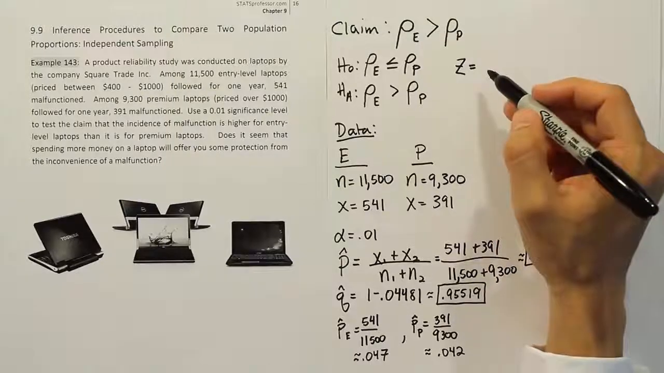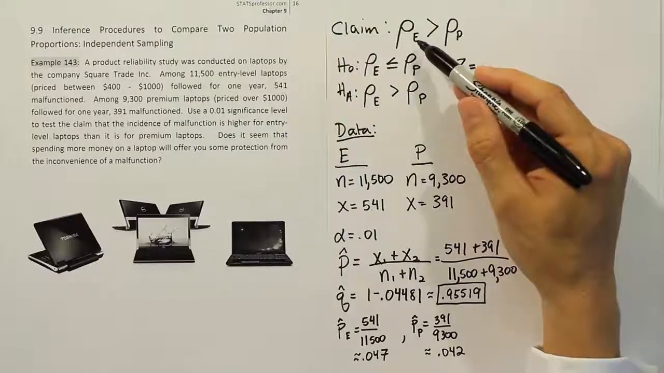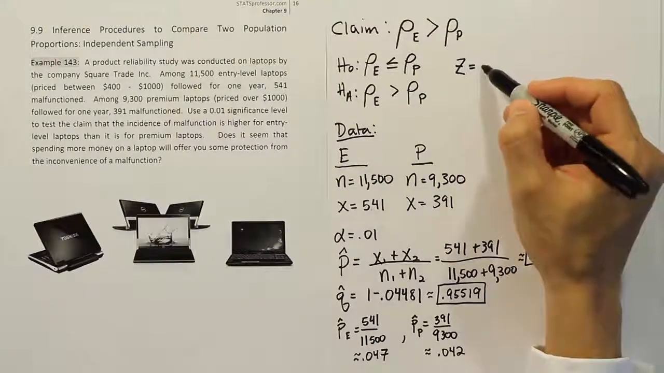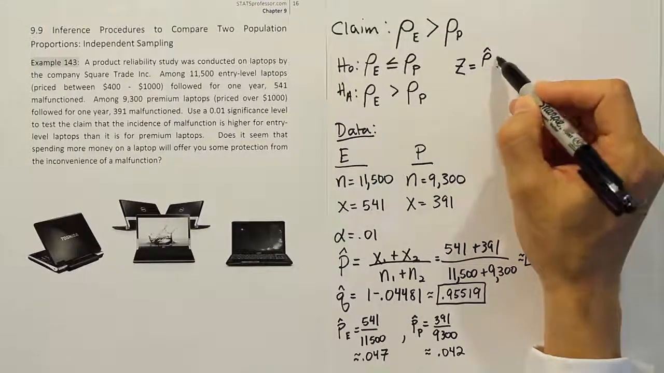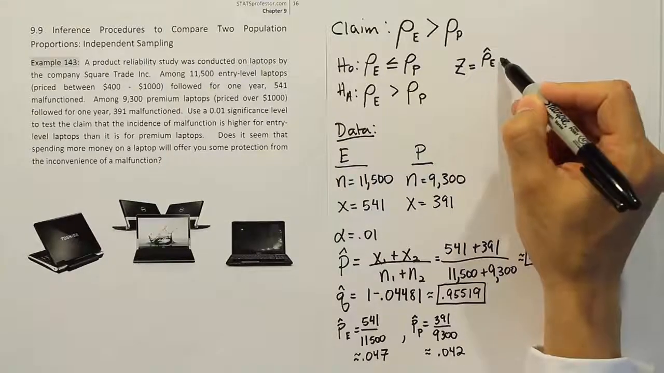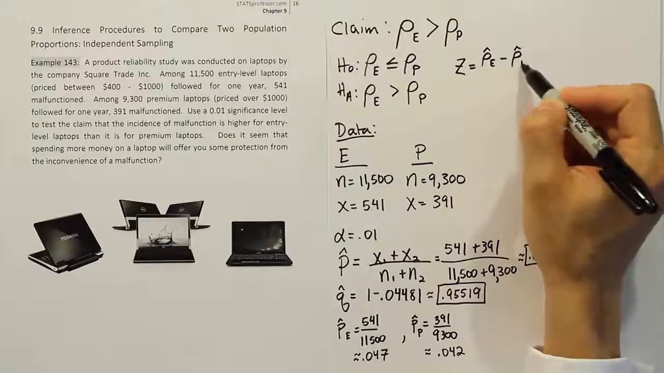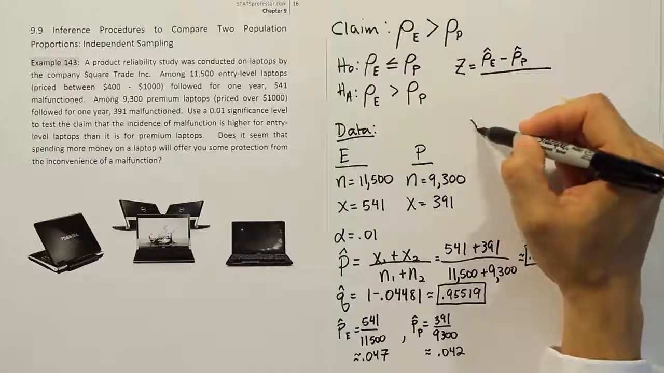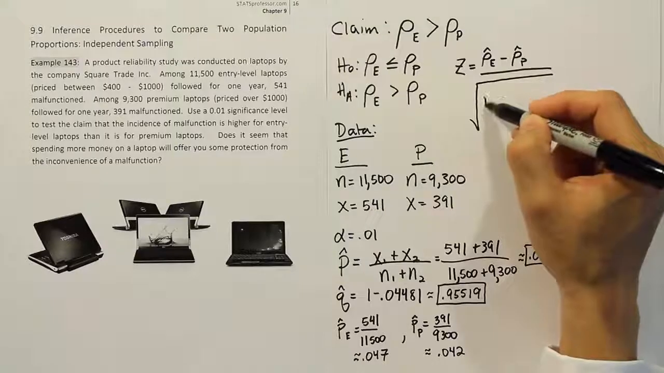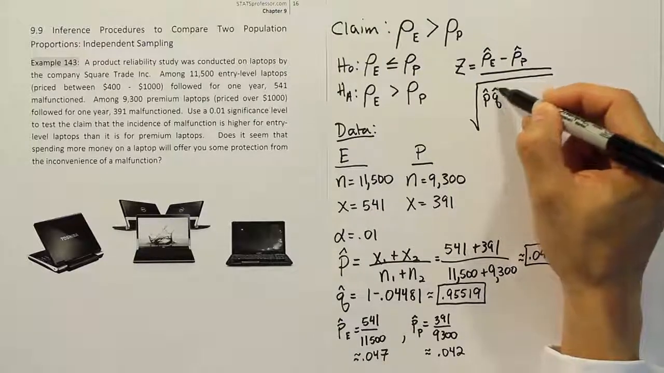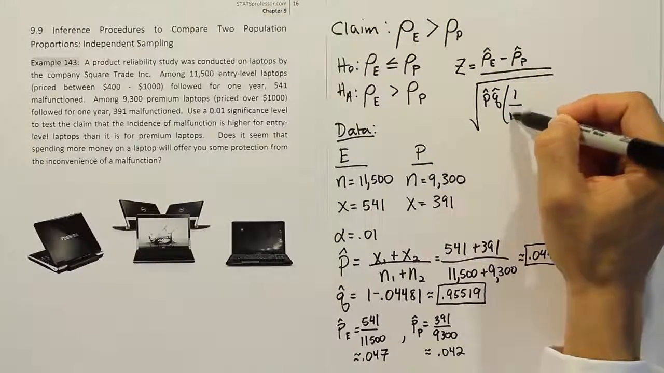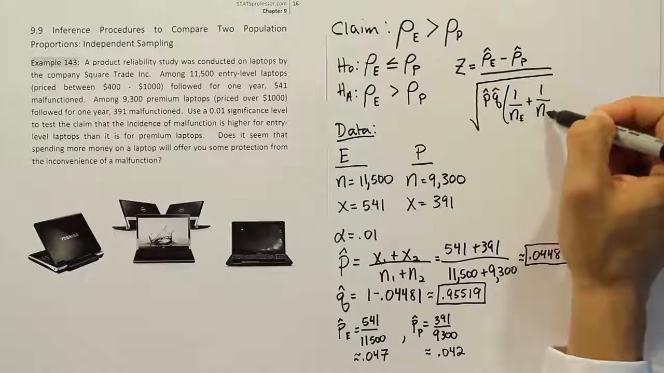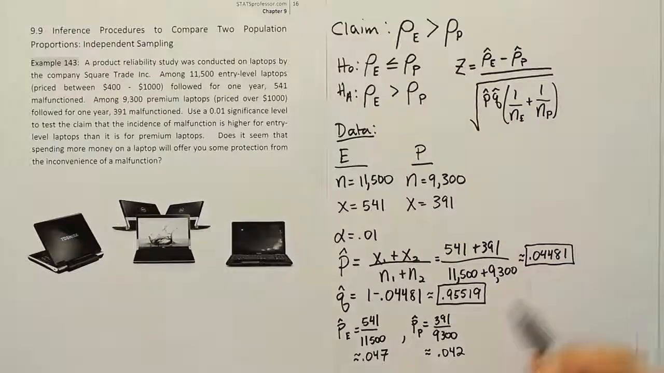So we'll use Z. And then what we're going to do is put the entry-level group first because you notice we were consistent in the claim, in the data, and then also in the formula. So we're going to have the sample proportion, P hat for the entry-level laptops minus P hat for the premium laptops. And then we're going to divide all of that by this complicated square root. And the square root is going to be P hat Q hat times 1 over N for the entry-level group plus 1 over N for the premium group. Okay, so that's our formula.